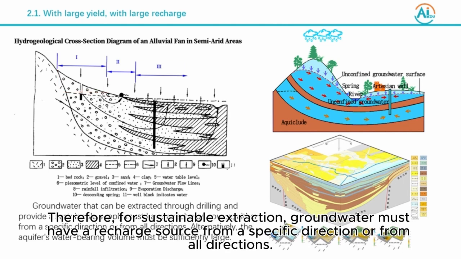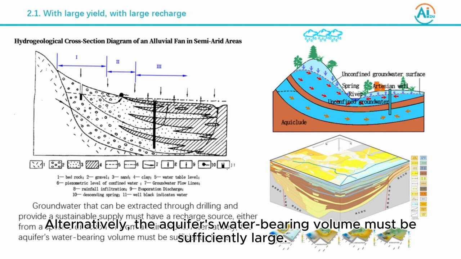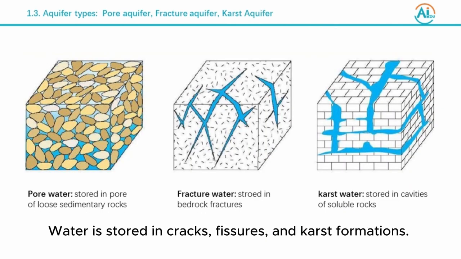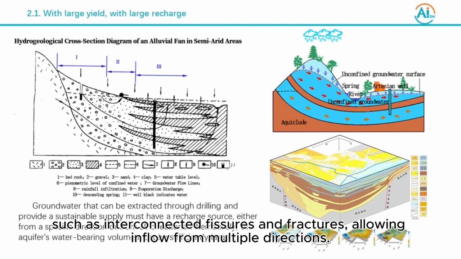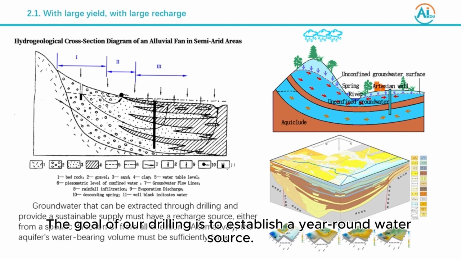Therefore, for sustainable extraction, groundwater must have a recharge source from a specific direction or from all directions. Alternatively, the aquifer's water-bearing volume must be sufficiently large. Water is stored in cracks, fissures, and karst formations. Therefore, for a sustained flow, these underground waters require significant recharge and ample storage capacity, such as interconnected fissures and fractures, allowing inflow from multiple directions. The goal of our drilling is to establish a year-round water source.